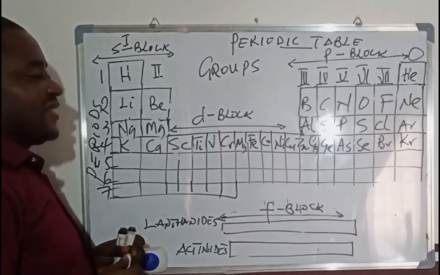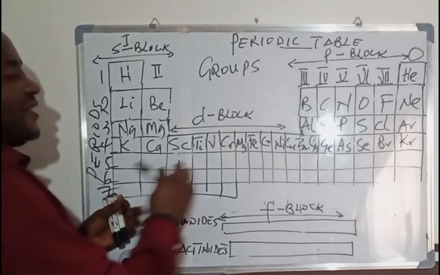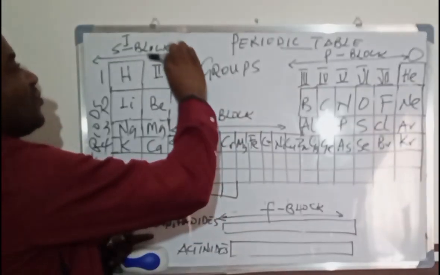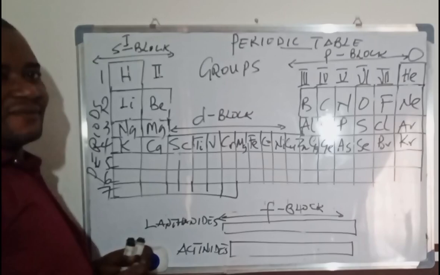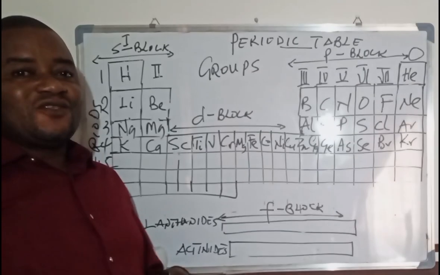And we also say that the metallic nature of these elements will increase as you move from top of the group going down. And that is not all.